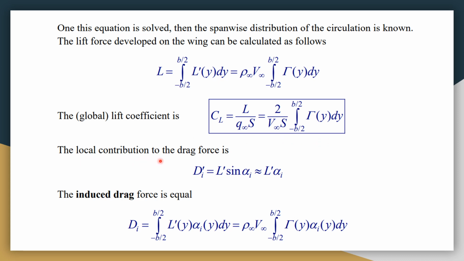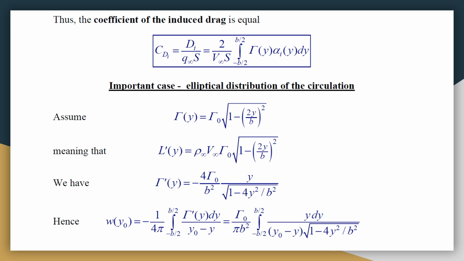The local contribution of the drag force, the induced drag, equals L times sin alpha I, which is nearly equal to alpha I due to the very small angle. The induced drag force is Di equal to the integral from minus b by 2 to plus b by 2 of L dash y alpha I y dy, equal to rho infinity V infinity integral from minus b by 2 to plus b by 2 of tau y alpha I y dy. Here alpha I is the induced angle. From the previous slide, we can continue from this side.